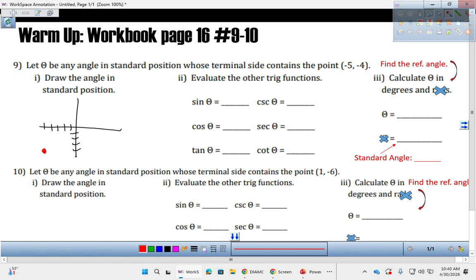So what you want to do to create what's called your terminal side is connect 0, 0, which is the origin, to that point. So I'm going to go from here to here, and that's the line that I'm plotting. And then from there, I want to create the reference triangle.